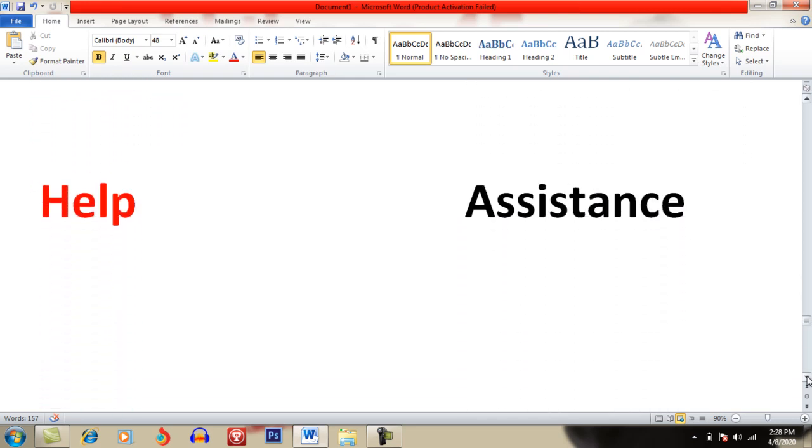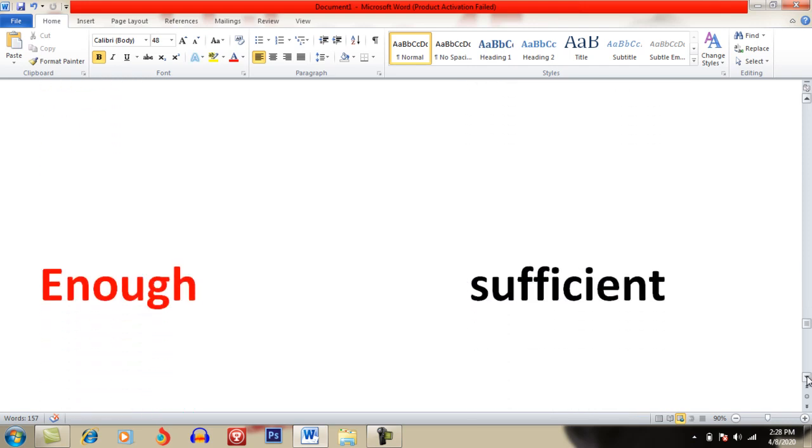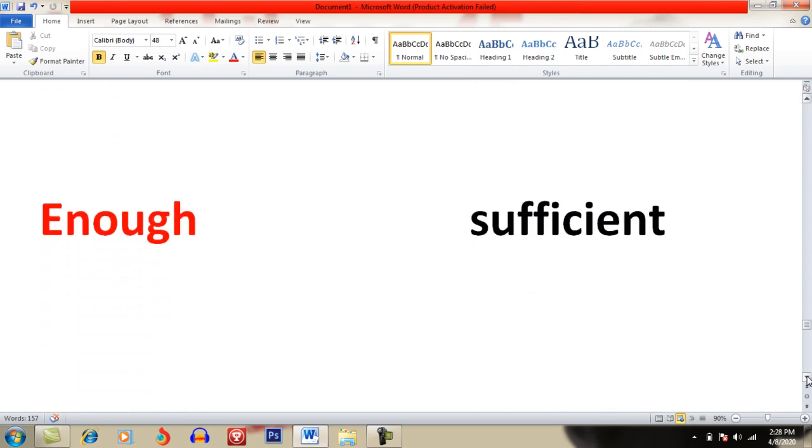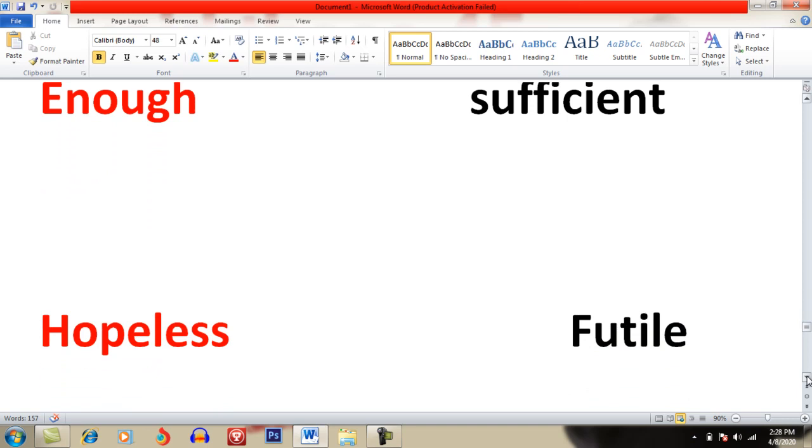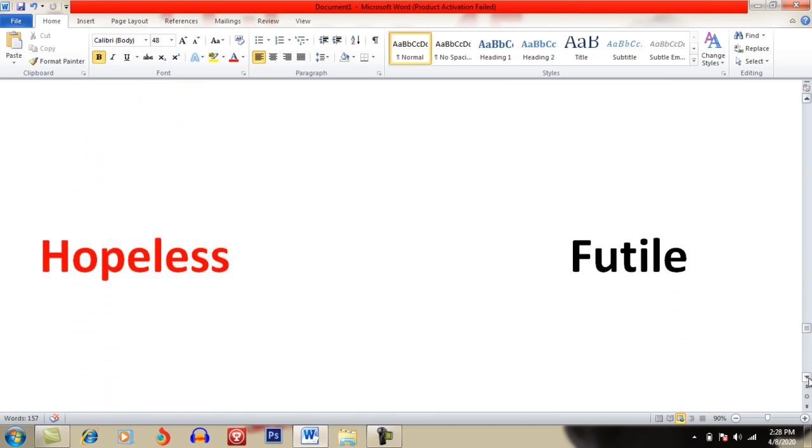Instead of "help," you can use the word "assistance." "Enough" is an informal word, so do not use it in IELTS writing. Try to use "sufficient." "Hopeless": instead of "hopeless," you can use the word "futile." "Futile" is a formal word and "hopeless" is informal.